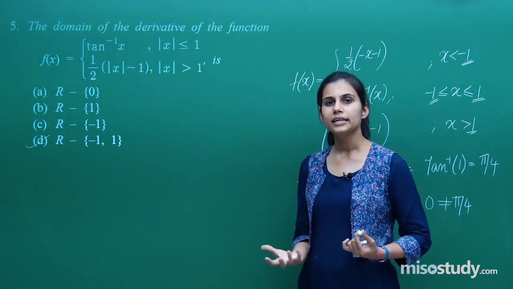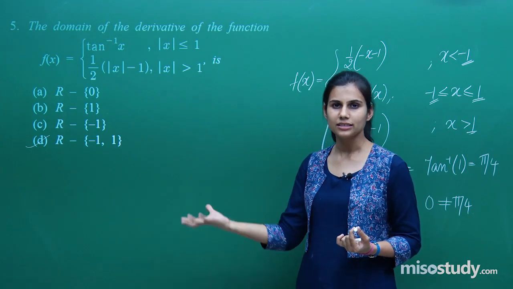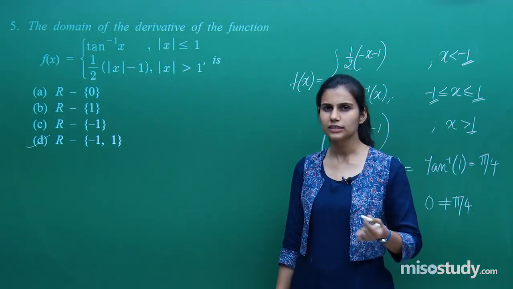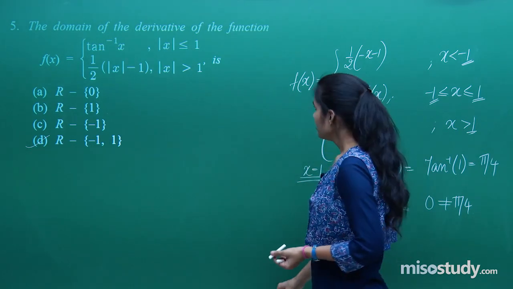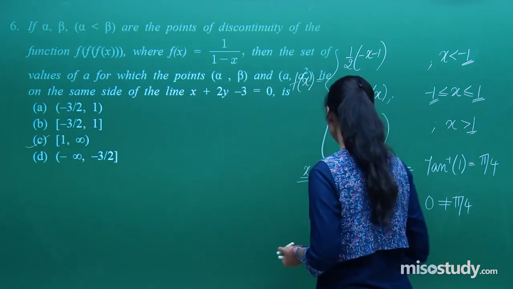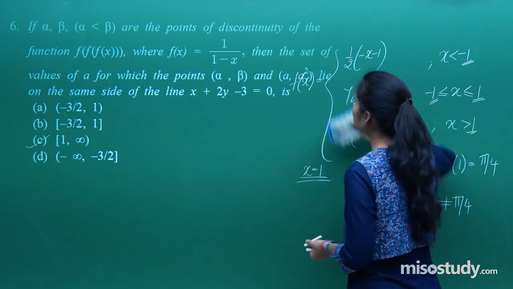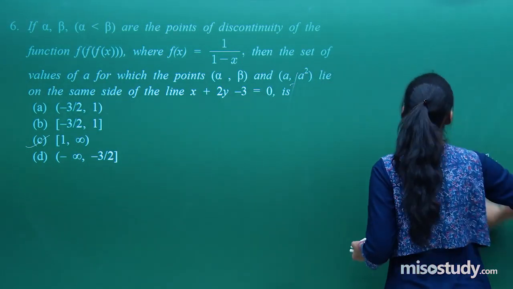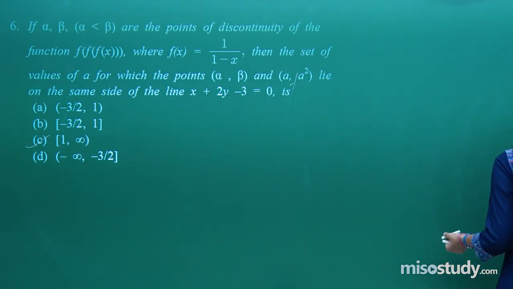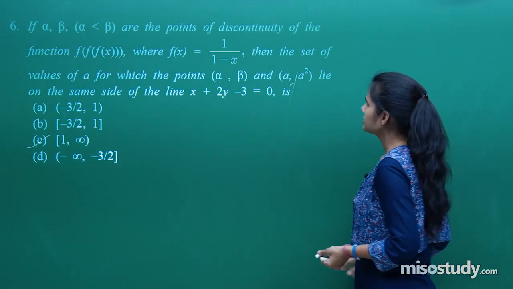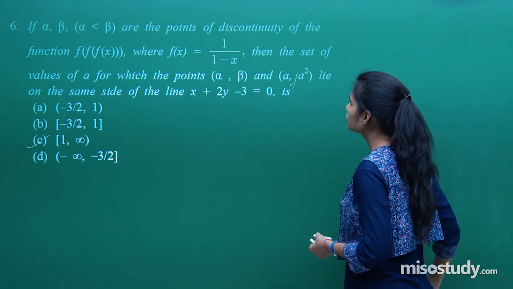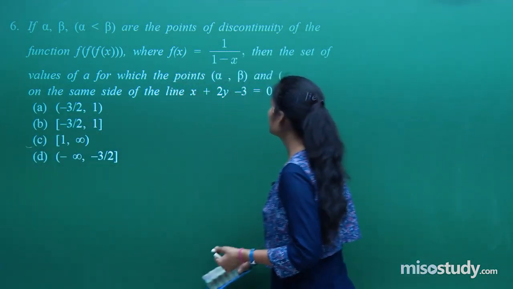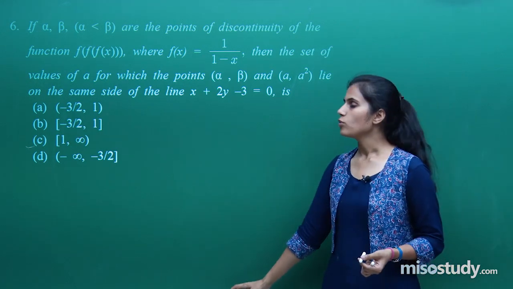Clear? So basically I am indirectly concluding the result, because I am using the continuity scenario to get to the non-differentiability of the function at the 2 points. Now the next question says: if alpha and beta are the points of discontinuity of f of x, where f of x is this, then the set of values of a for which the points alpha comma beta and a comma a square are on the same side of this line is what?